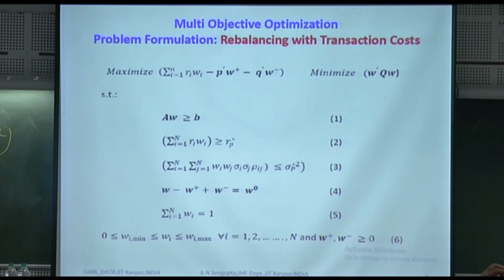So initially you had W, and then you buy W plus, you sell W minus. If you put that equation into place, you start with W naught, and from W naught you buy some and sell some. So if you take W plus and W minus to the right hand side, it will be W naught plus W plus minus W minus, and that will give you the next stage W. So you go on accordingly.